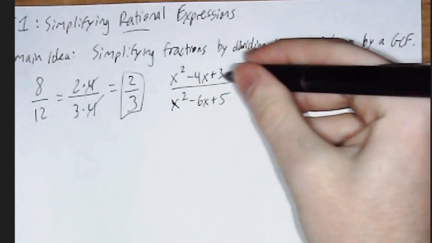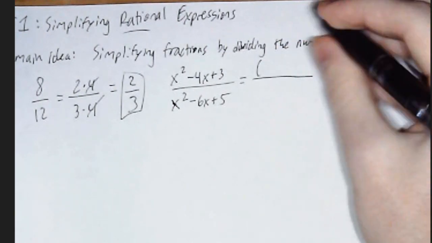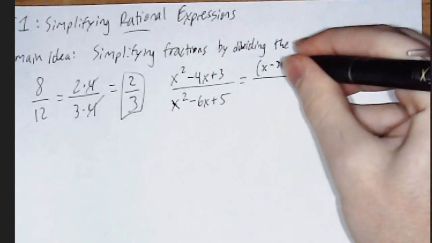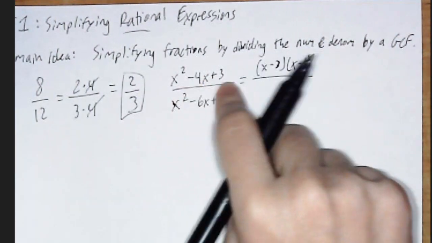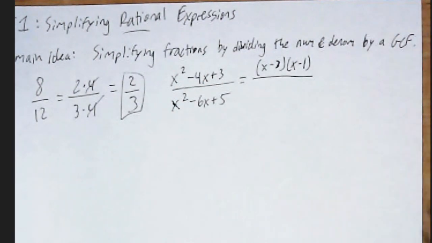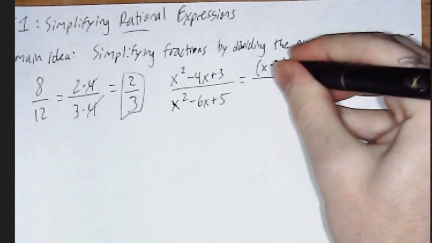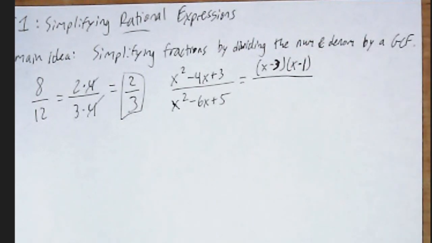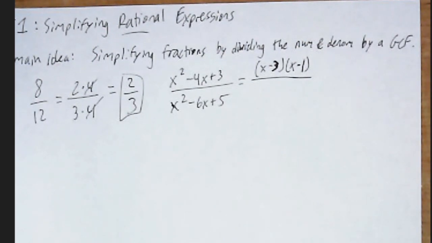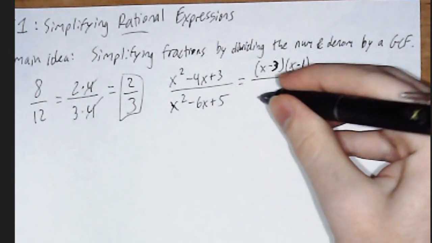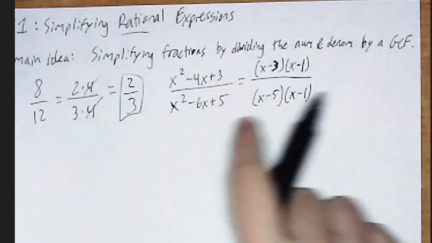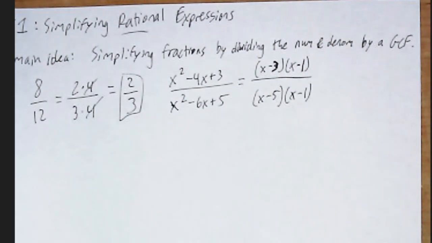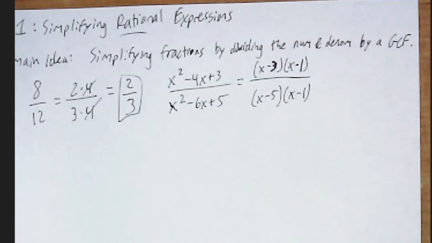What you get from doing both of these cross puzzles is on the top we have x minus 3 and x minus 1. And again, you get this by doing a cross puzzle on the numerator. You get x minus 3 and x minus 1 as the two factors. And on the bottom, if we do a cross puzzle with this, we get x minus 5 and x minus 1. I know you know how to do the cross puzzles, but for now I'm doing this for you so that we can see the main idea of this process.